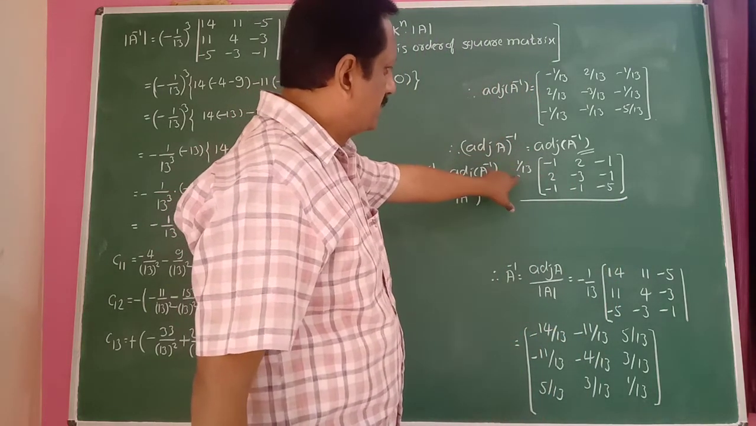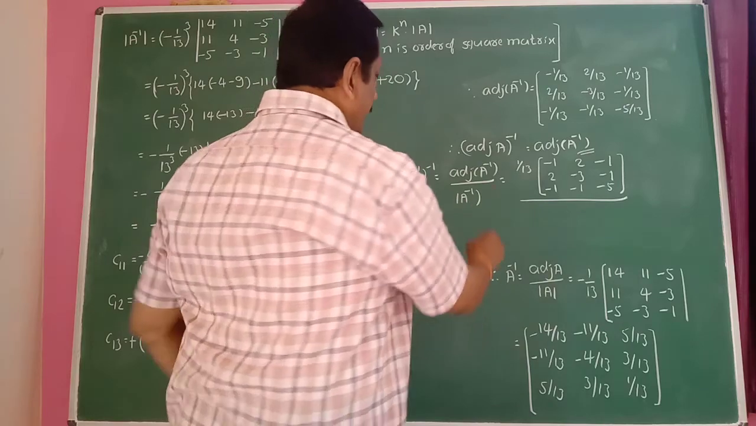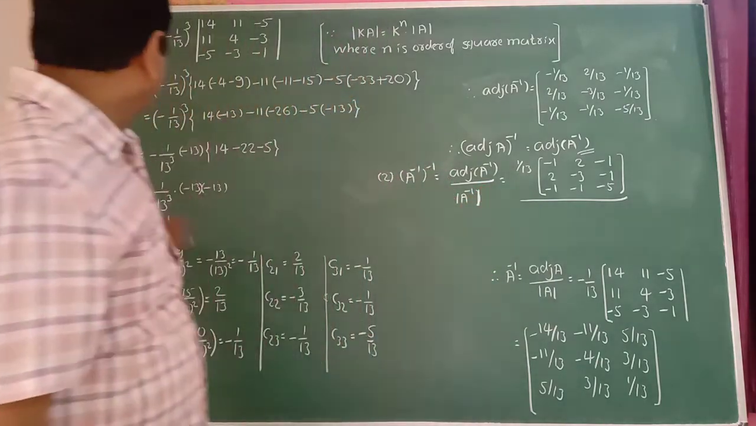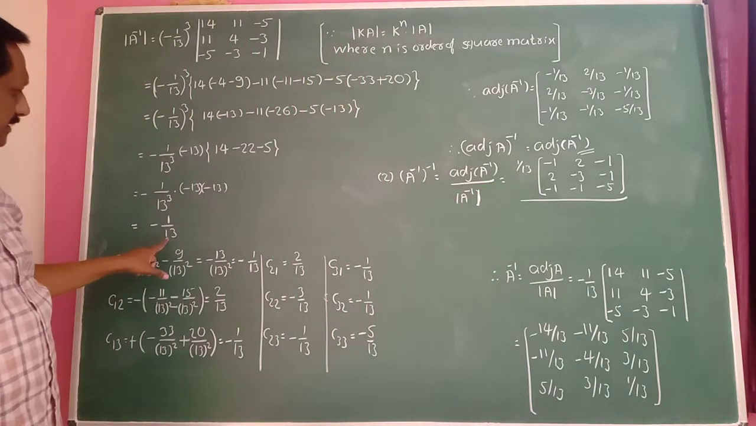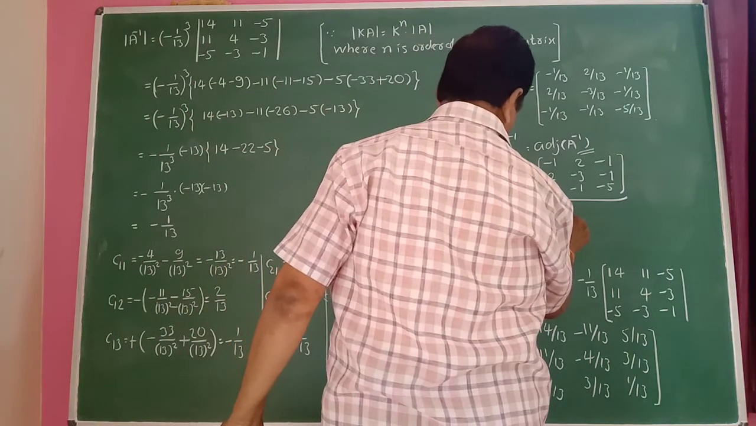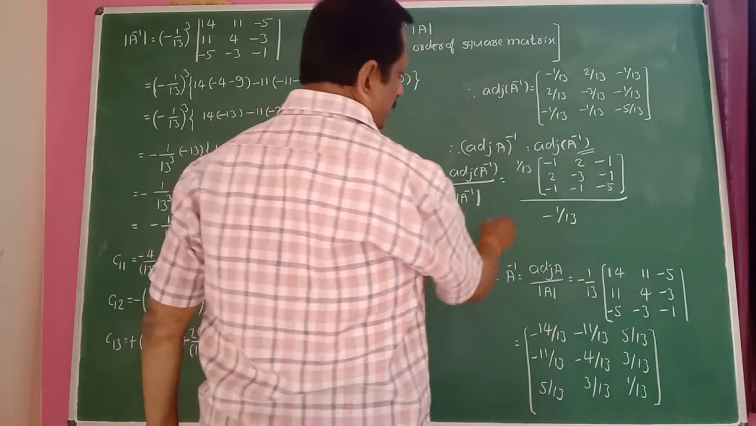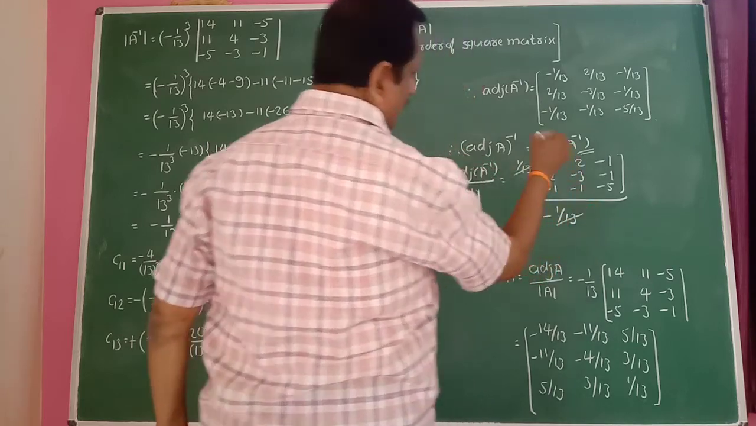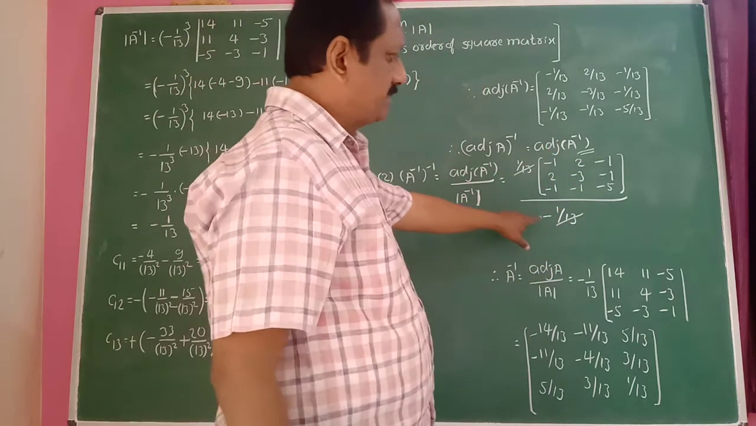You are taking 1 by 13 common, and the determinant of A inverse here. You know the determinant of A inverse is minus 1 by 13. So minus of 1 divided by 13. This 13 and this 13 get cancelled. Remaining is a minus 1 here.